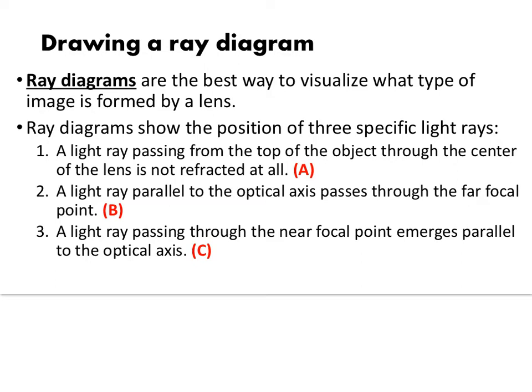A second light ray will start off parallel to the optical axis, and I'll show you a picture of that in a moment. And then after it goes through the lens, it passes through the far focal point, being the one on the opposite side of the lens from where the object is. And then the third ray passes through the near focal point, the one on the same side of the lens as the object, and then emerges from the lens parallel to that optical axis. Now let's look at what that actually looks like.